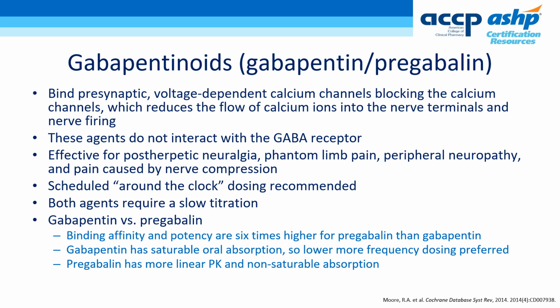Gabapentin also has variable inter-individual bioavailability with saturable oral absorption. Now this means that its bioavailability actually decreases as the dose increases. Therefore, smaller doses given more frequently may be required to optimize gabapentin's absorption. In comparison, pregabalin has a more predictable linear pharmacokinetic profile that is not saturable. Now I do want to highlight that although gabapentin and pregabalin may be initiated in the emergency department, their onset of pain relief typically isn't seen immediately, and these agents require slow titration to effect over several weeks.